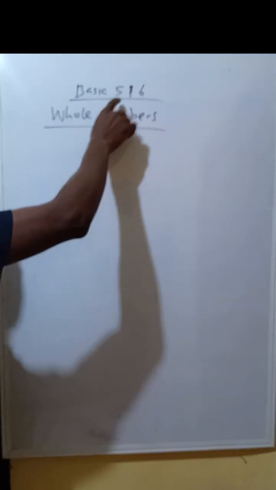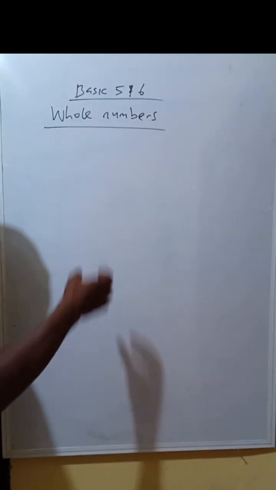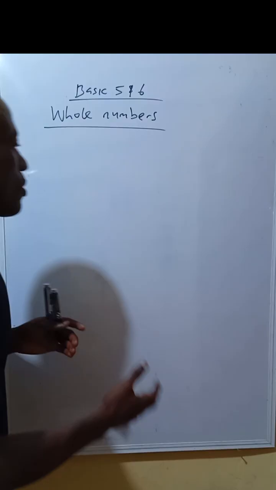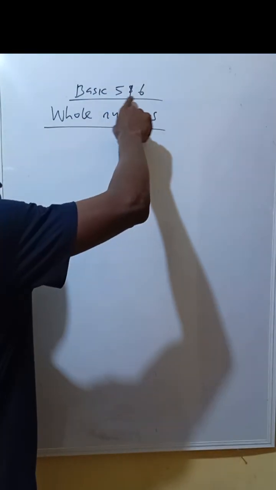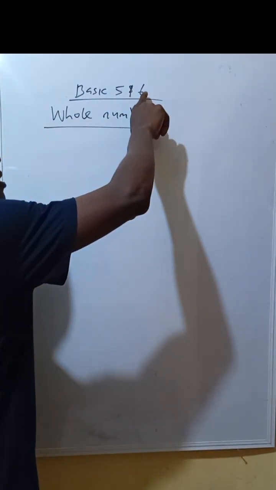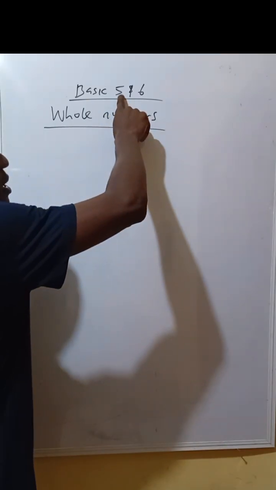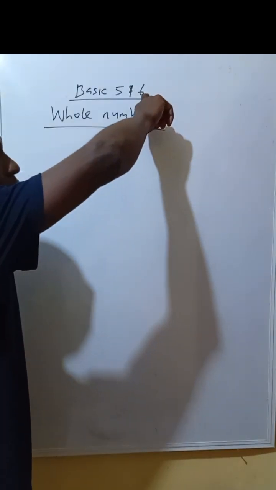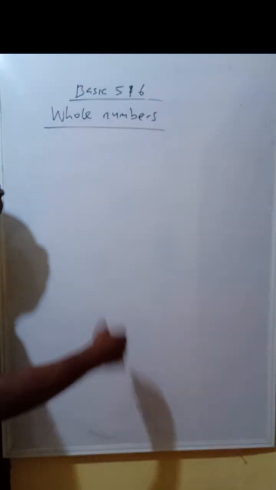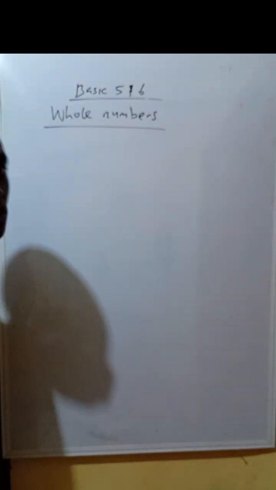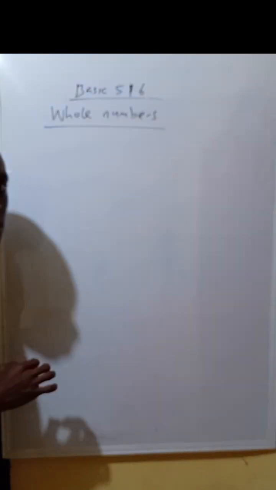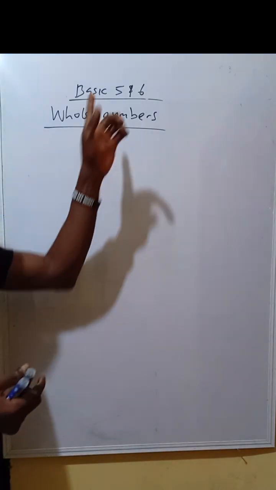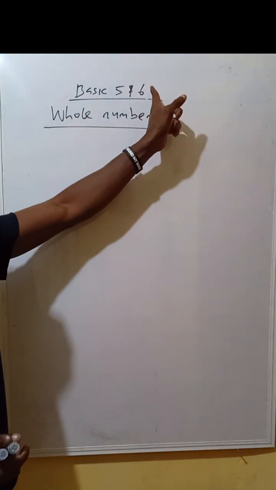Now, the reason why I'm taking basic 5 and 6 together is this, because the syllabus is not so different. And most students in basic 5 for some schools are being taught with the syllabus of basic 6. In fact, most schools I know don't have basic 6, just few schools. So that's why I'm combining both together. But I will tell you what is expected of you if you're in basic 5 and what is expected of you if you're in basic 6.